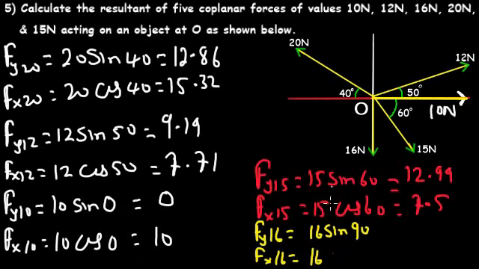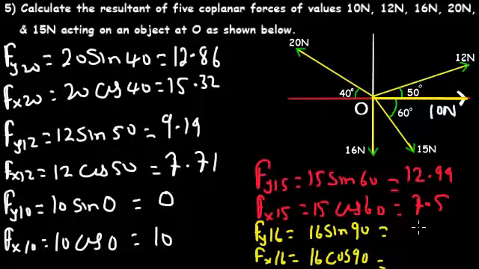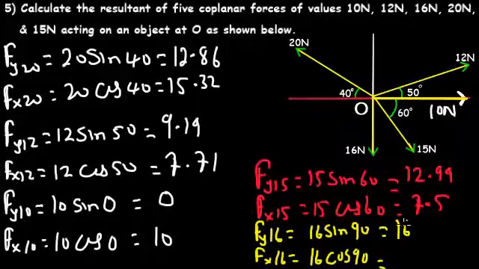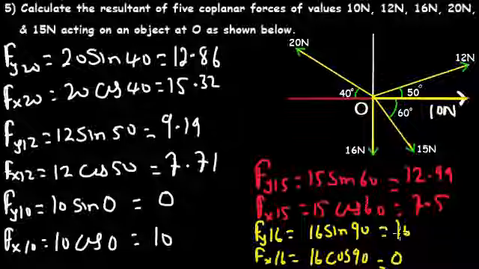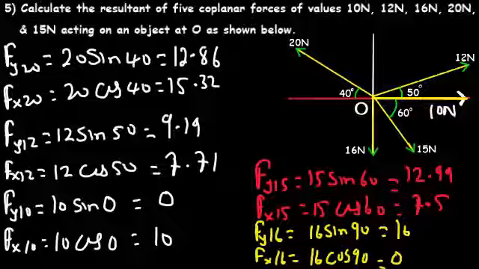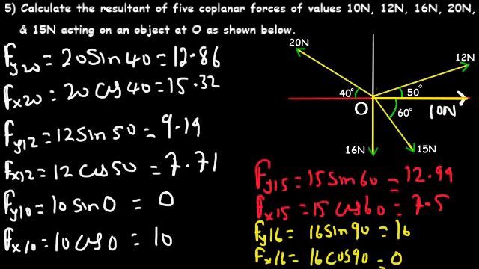Okay, perfect. Now 16 sine 90, I got 16, and 16 cos 90 will be 0, since cos 90 is already 0. Perfect. Now, this will be your final answer after you have resolved each of those forces, but that's not all. The next thing you do is to go back to those vectors.